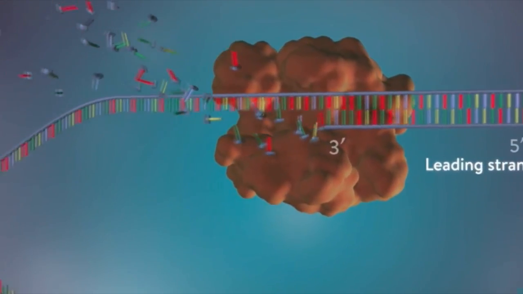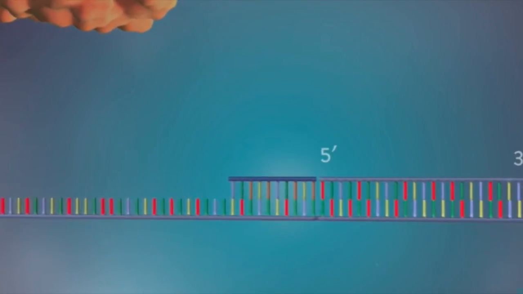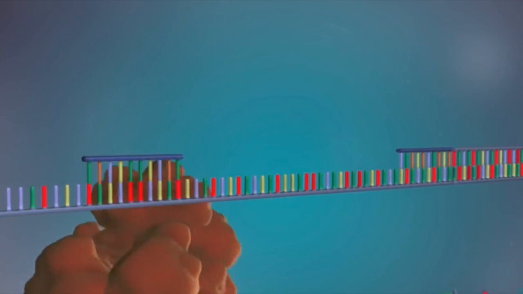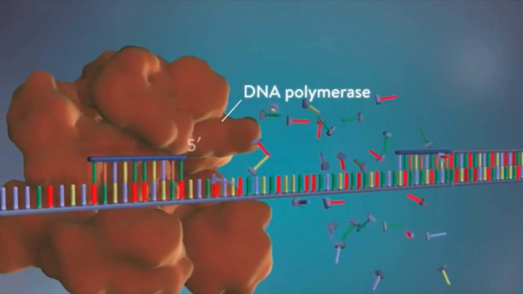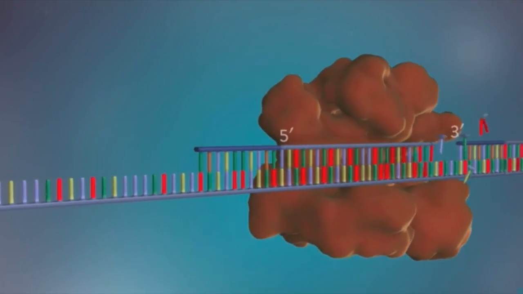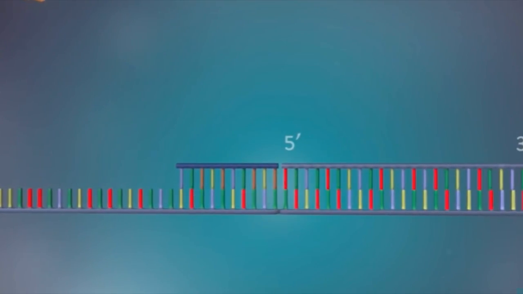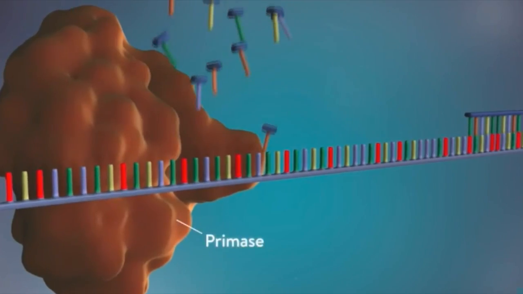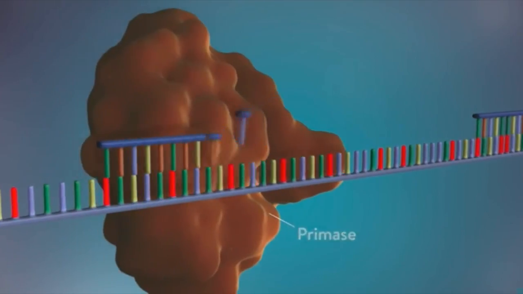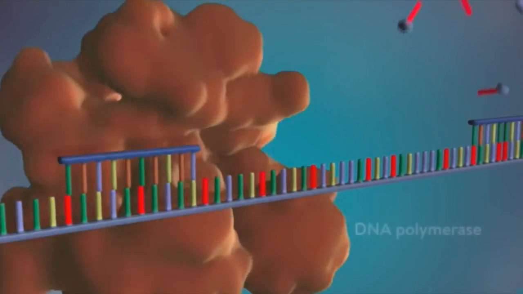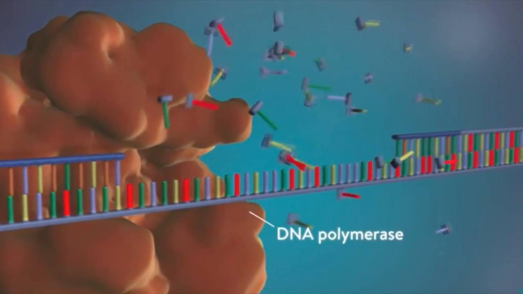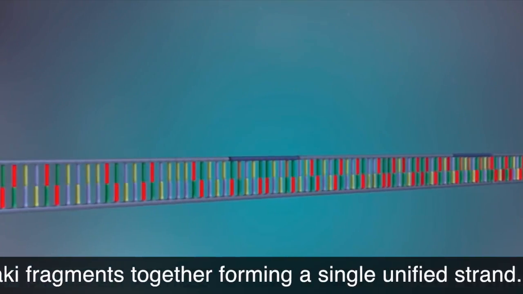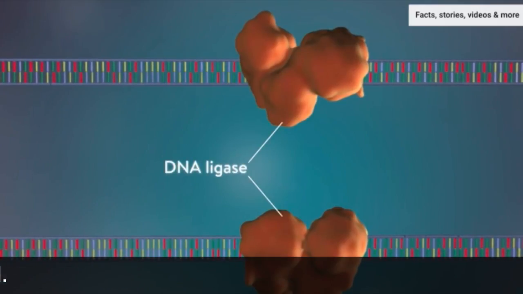The lagging strand begins replication by binding with multiple primers. DNA polymerase then adds pieces of DNA called Okazaki fragments to the strand between primers. This process of replication is discontinuous as the newly created fragments are disjointed. Another enzyme called DNA ligase joins Okazaki fragments together, forming a single unified strand.